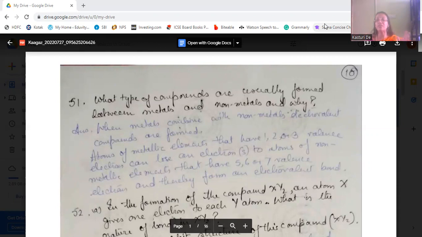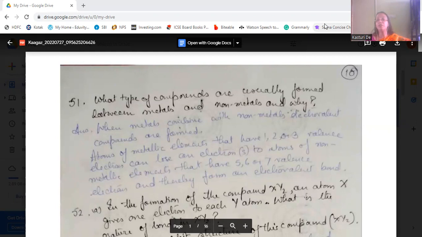So in this transferring of electrons, one is losing electrons, another is gaining electrons, and by this process, an electrovalent bond is formed. And therefore, the compound that is formed is an electrovalent compound. So see what is written here. When metals combine with non-metals, electrovalent compounds are formed.